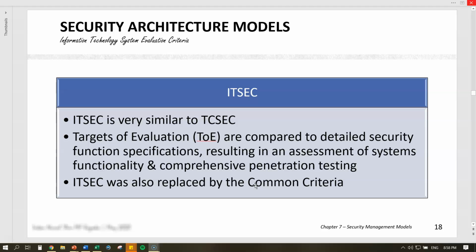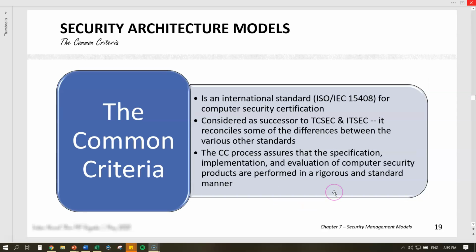ITSEC is Information Technology System Evaluation Criteria. ITSEC is very similar to TCSEC to compare detailed security function specifications and result in an assessment of systems functionality and comprehensive penetration testing. Sama macam TCSEC, ITSEC juga diganti dengan Common Criteria. Okay, now let's look at the Common Criteria. It is an international standard for computer security certification.